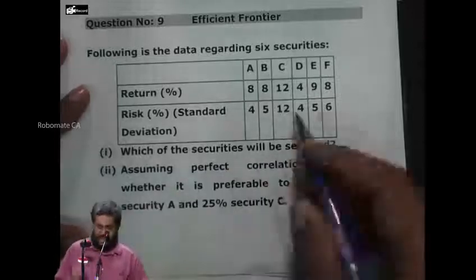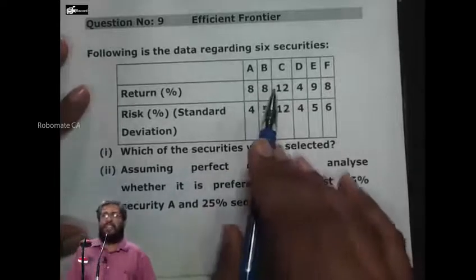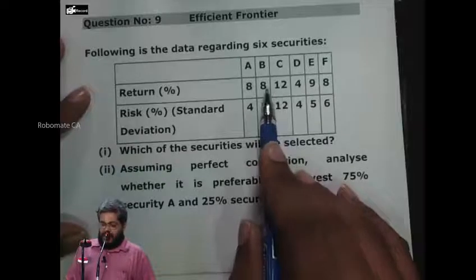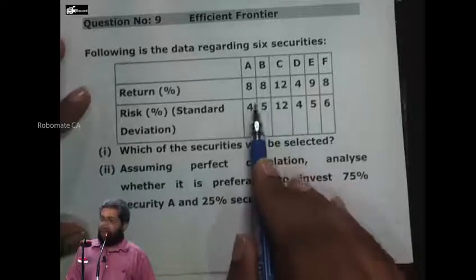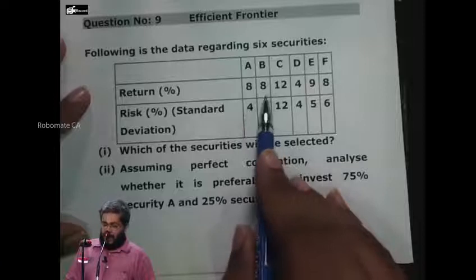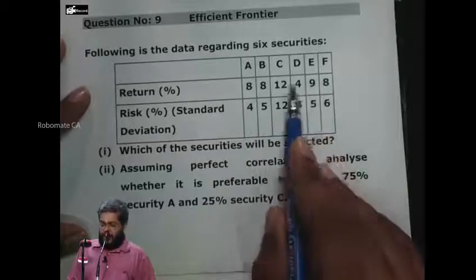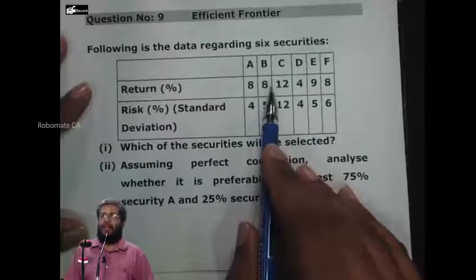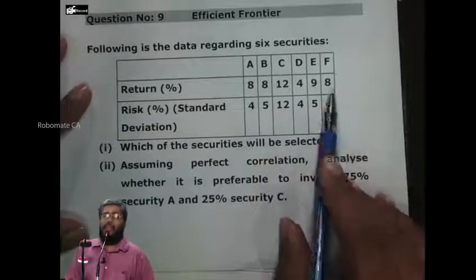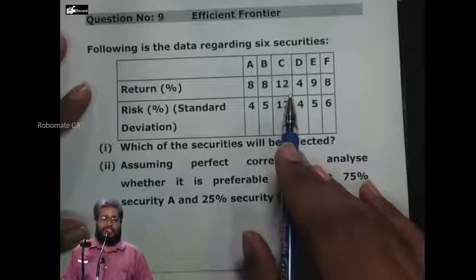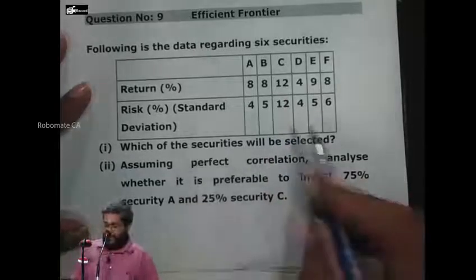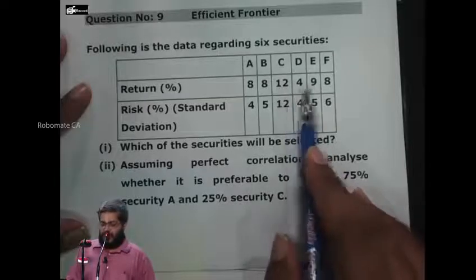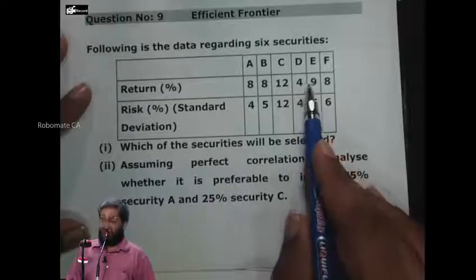Observation. Next, come to B. Is B efficient or inefficient? Why is B inefficient? A gives the same return for lower risk, or E gives a more return for the same risk. So B is inferior to A and E. So B can be called an inefficient security. Right or not? Come to C. Is C efficient or inefficient? Efficient. Okay. Is D efficient or inefficient?